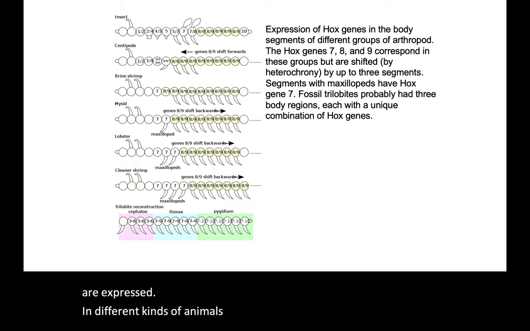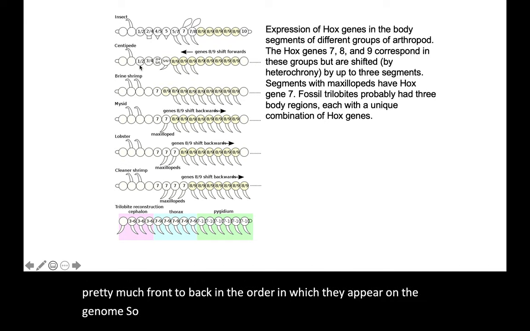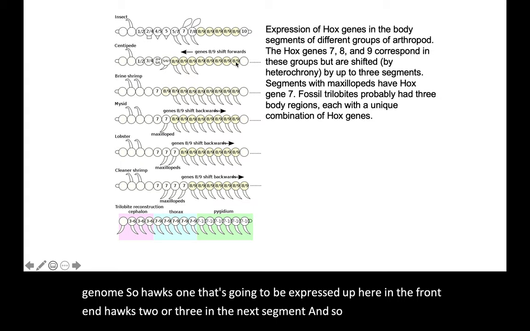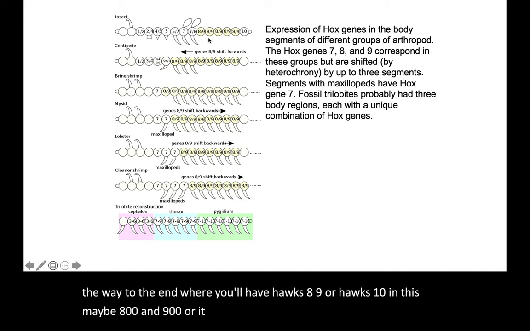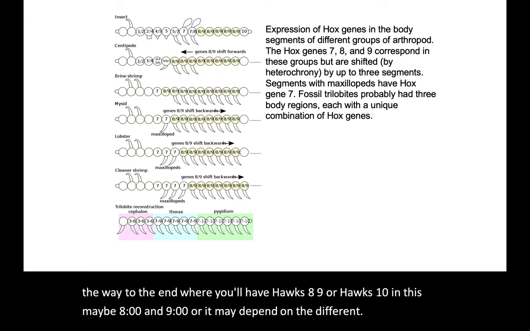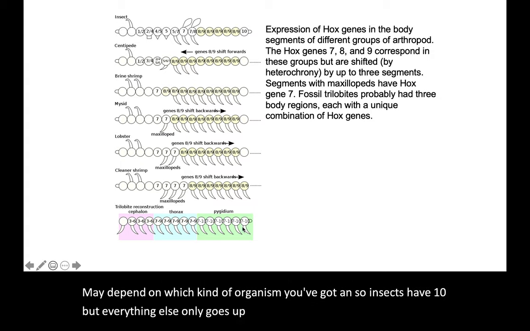So in an insect or a centipede, they go from pretty much front to back in the order in which they appear on the genome. So HOX1 is going to be expressed up here in the front end, HOX2 or 3 in the next segment, and so on until we get all the way to the end where you'll have HOX8/9, or HOX10, and this may be 8 and 9, or it may depend on the different organism you've got.